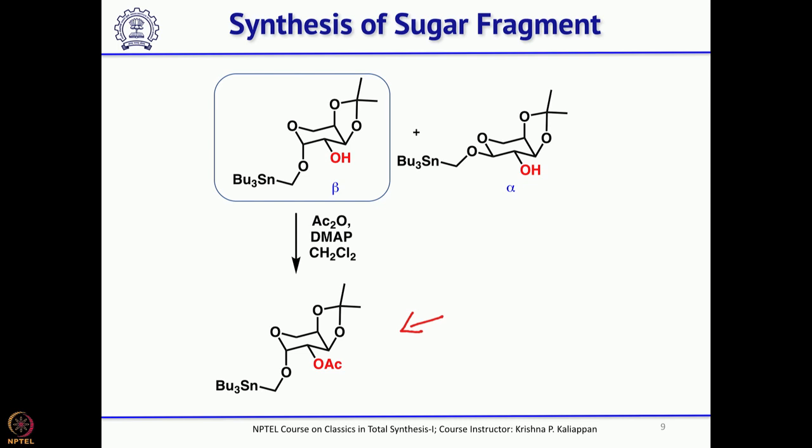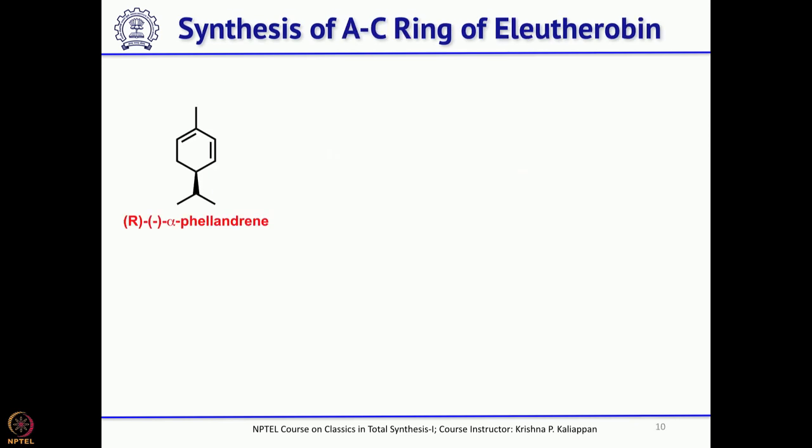Now, let us look at the synthesis of the ABC ring of eleutherobin starting from a chiral monoterpene called phellandrene. So, this is the structure of phellandrene. Now, if you look at this structure, there are two double bonds. One is a trisubstituted double bond, the other one is a disubstituted double bond.